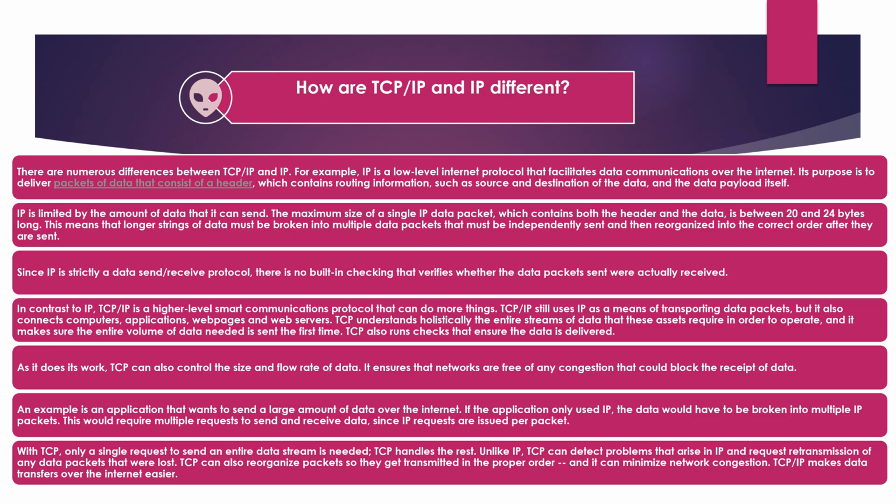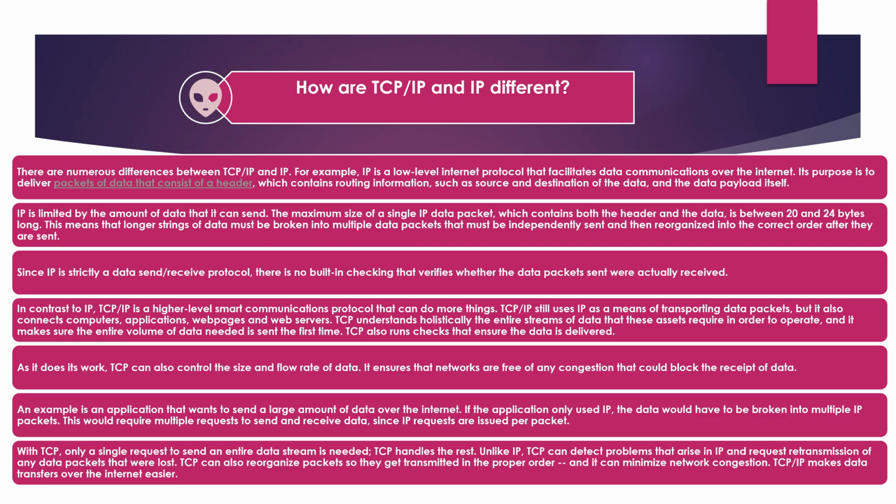How are TCP and IP different? There are numerous differences between TCP and IP. For example, IP is a low-level internet protocol that facilitates data communications over the network. Its purpose is to deliver packets of data that consist of a header, which contains routing information such as the source and destination of the data, and the data payload itself.